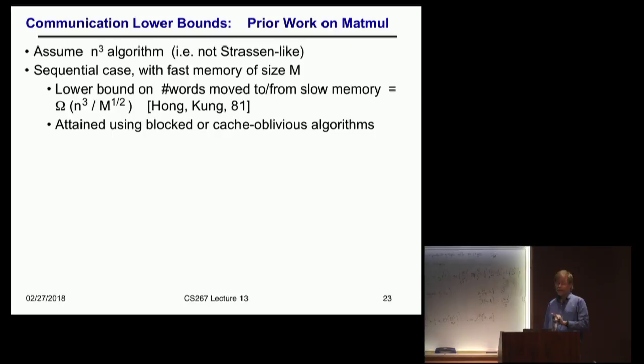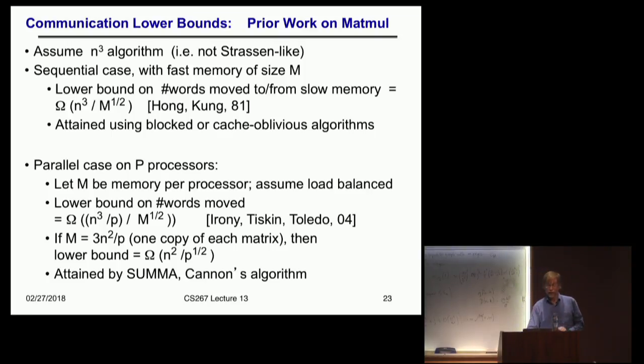So here is the sequential theorem, and now I'm going to state the generalization. No matter how you do matrix multiply, the one in the previous slide is one example, but any organization of matrix multiply has to move at least n cubed divided by the square root of the cache size words between slow memory and fast memory. What's the comparable result for the parallel case? It's almost exactly the same theorem, you just have to interpret it a little bit differently.